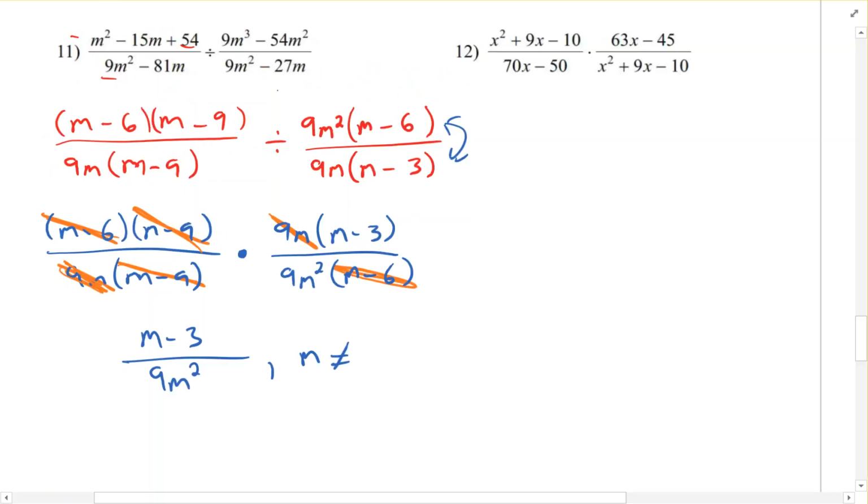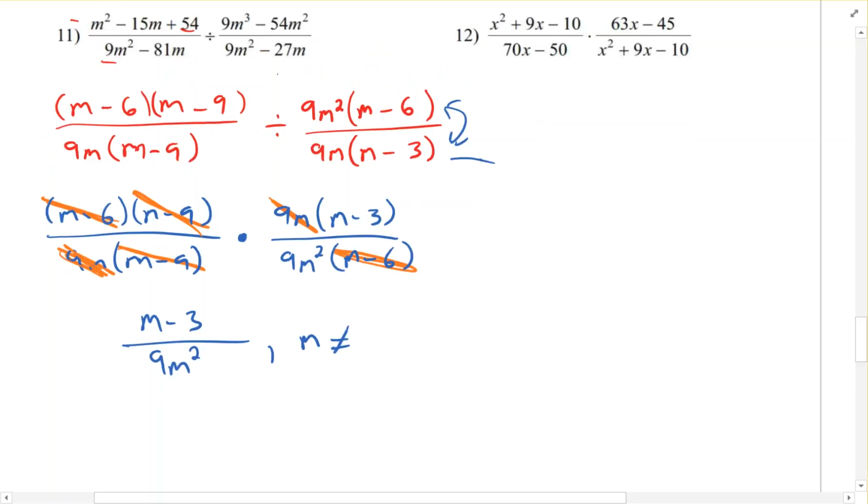What are the non-permissible values? Look up to the original one here. What is m not allowed to be? Because we can't divide by, right? Even though that's the first term, you can't ever divide by 0. So right off the bat, that m that I'm pointing to right there can't be 0. Right here, it looks like m's not allowed to be 9, because if it was 9, that would make this term there equal to 0. So it can't be 9.